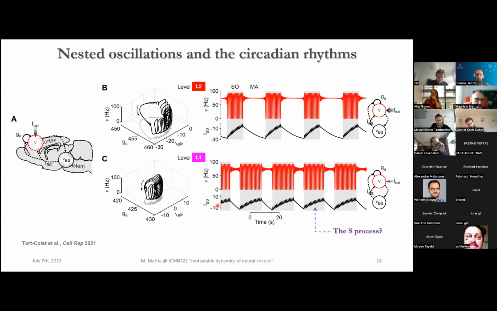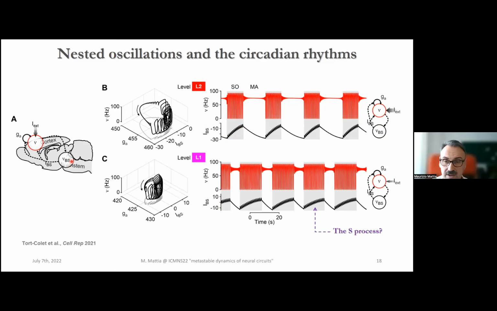An autonomous system can be designed in order to produce this nested oscillation. And this is simply obtained, again, with the canonical circuit with adaptation I showed before, coupled with another element, which is likely modeling the brainstem, where all the machinery related to circadian rhythms is implemented. So the machinery that is governing the transition from sleep to wake and coming back to it, okay?